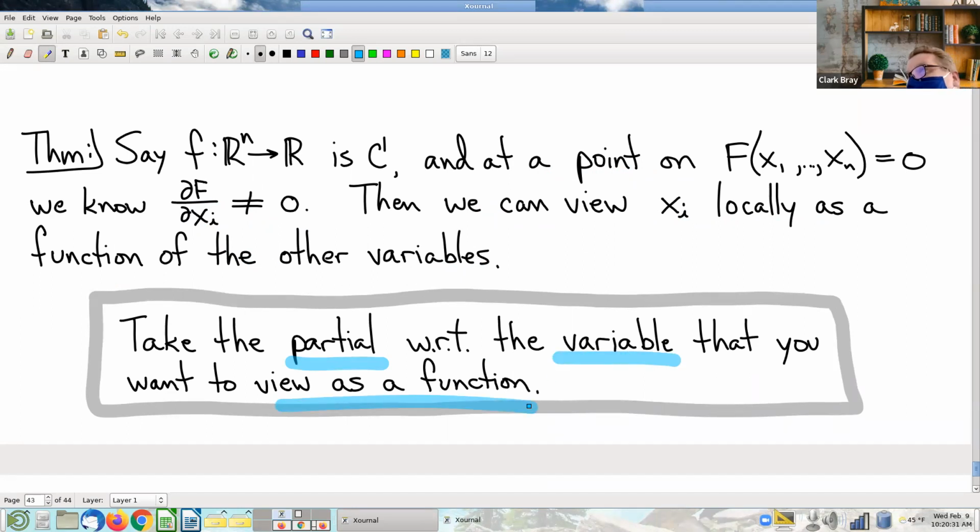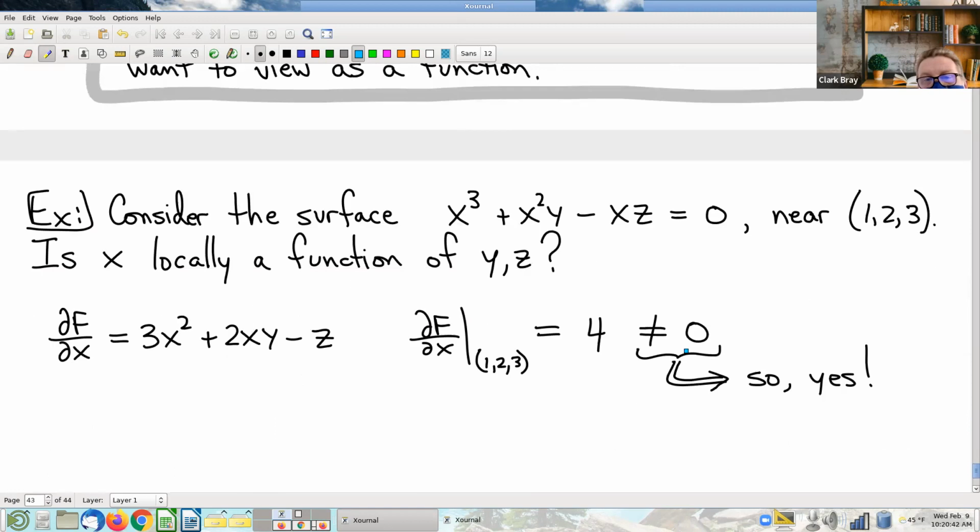I think that's an easy little simple phrasing that helps out a lot. Okay, all right. I think that's where we ended last time. So let's put that into practice. We're going to look at this surface right here. That's a surface. What does that surface look like?